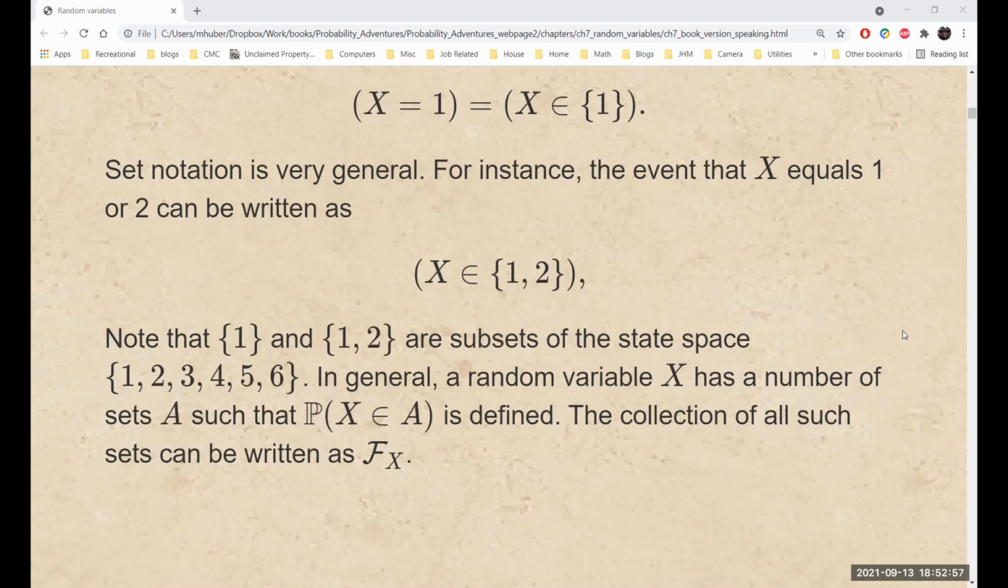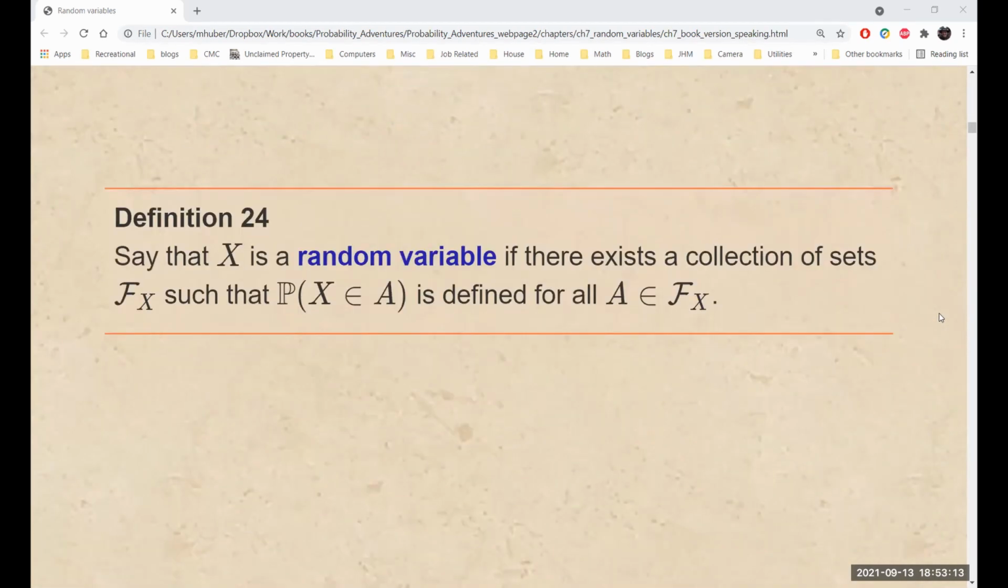In general, a random variable X has a number of sets A such that the probability that X is in A is defined. The collection of all such sets can be written as script F sub X. We say that X is a random variable if there exists a collection of sets script F sub X such that the probability that X is in A is defined for all A in the collection script F sub X.